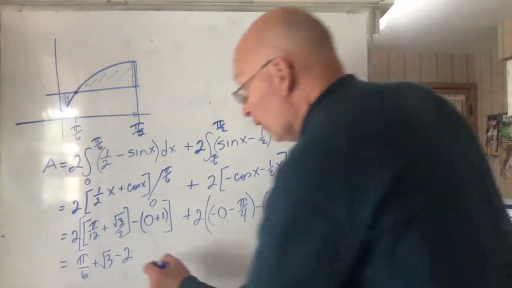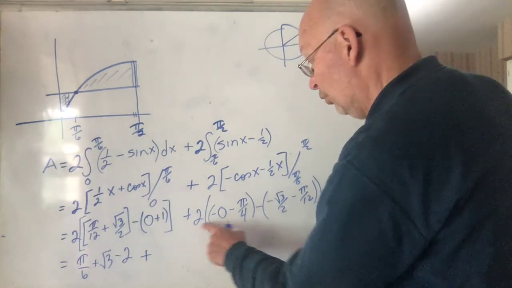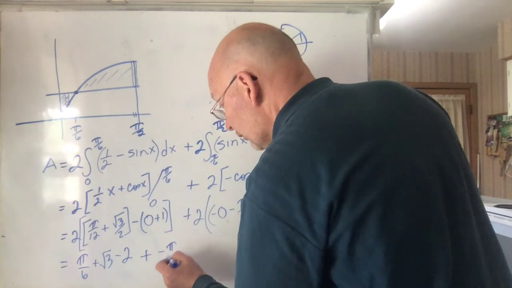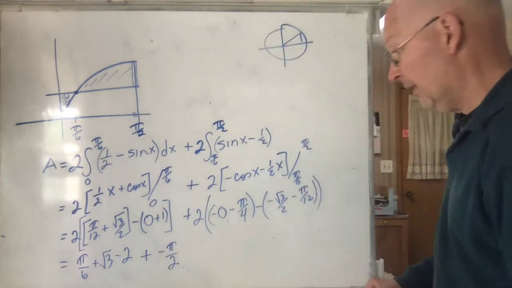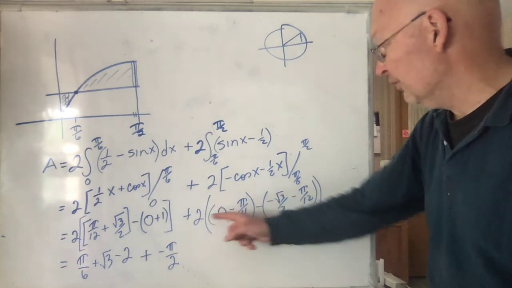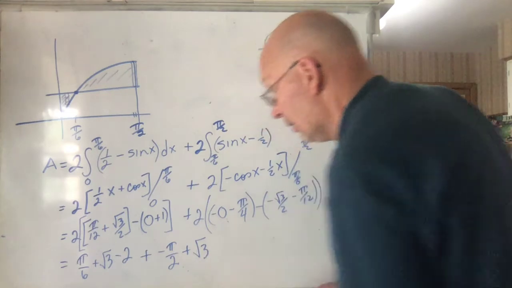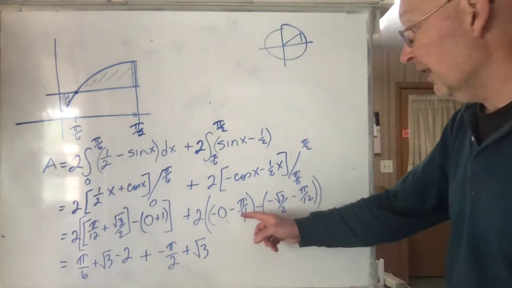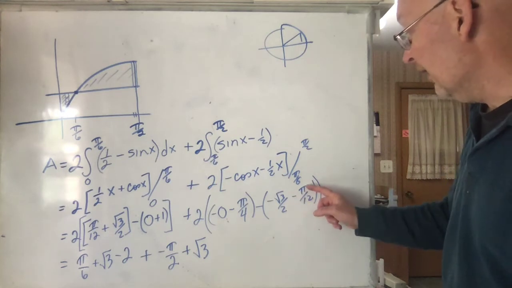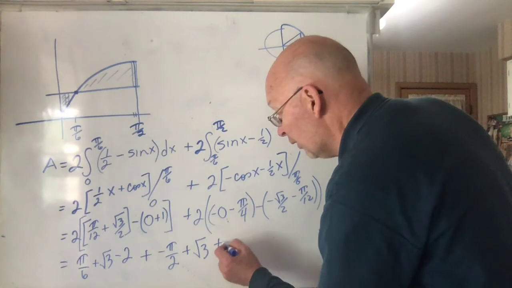And now what happens over here? Let's see, I'm going to get 2 times negative pi over 4, which is negative pi over 2. Here I have negative of a negative, which is going to be positive. When these 2 cancel, I'm going to get plus square root of 3. And then finally, I'm going to get negative of a negative is positive again. Positive pi over 12 times 2 is going to be positive pi over 6.